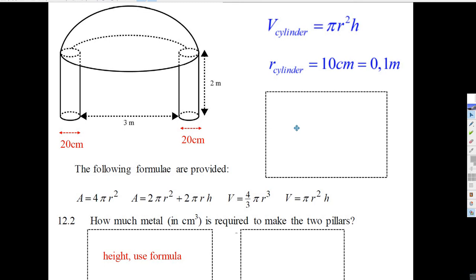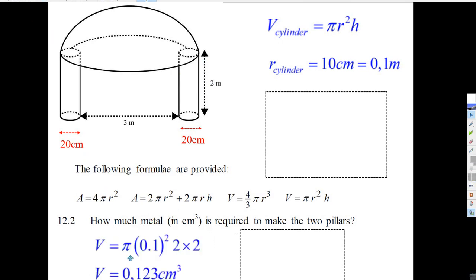Well, how much metal is required to make it? I think all we need is the height. The height is 2 meters. That's how tall it is. So then all we have to do is take pi r squared times h, and there's 2 cylinders, so I times it by 2. So I just do that.